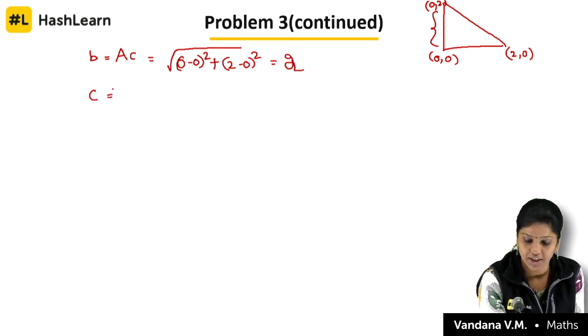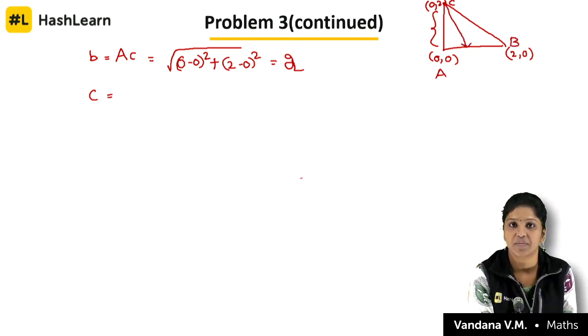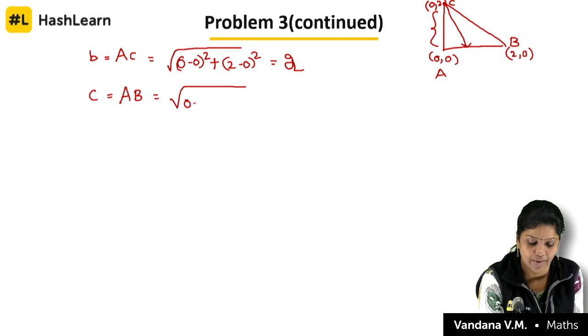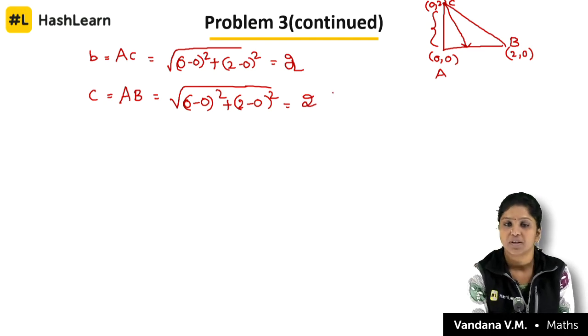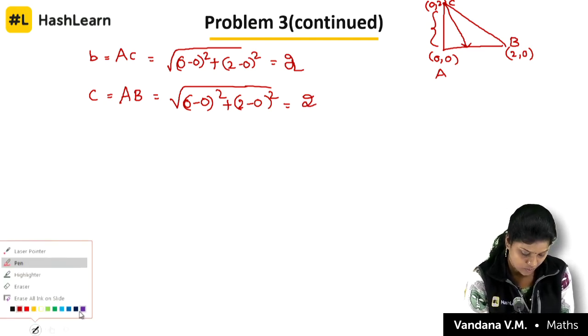In the same way, small c is opposite to C, the distance between A and B. Same thing only, right? The distance here to here, clearly I can make out, (0 minus 0) whole square plus (2 minus 0) whole square is here also 2. Substitute in the formula. If I substitute, what will I get?